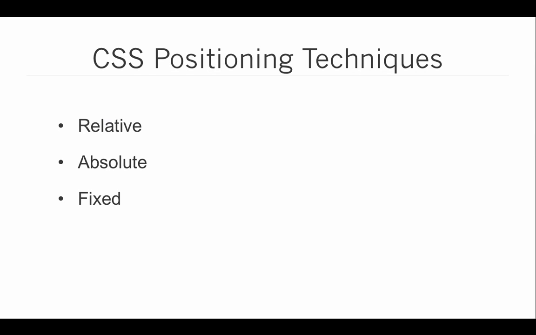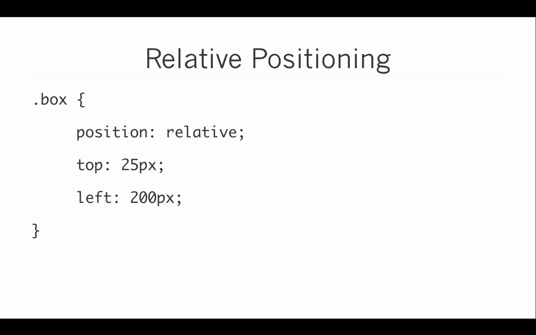Next, let's talk about CSS positioning techniques using relative, absolute, and fixed positioning. By using the position property and setting the value to relative, we're able to give the positioning properties of top, left, bottom, and right, which will push on the edge of the element in that direction the number of pixels or percents or ems that you tell it to.